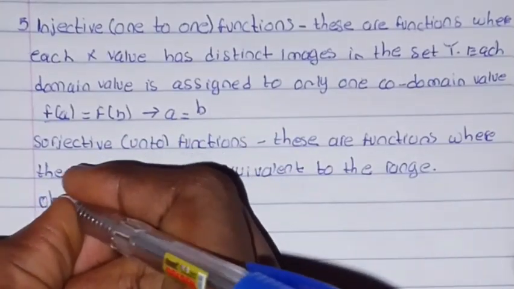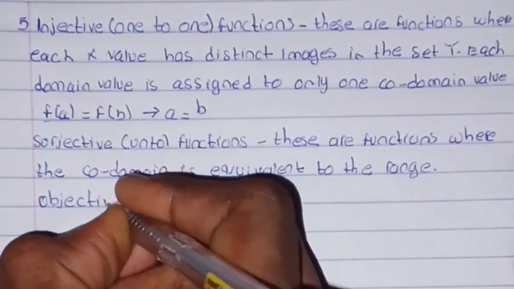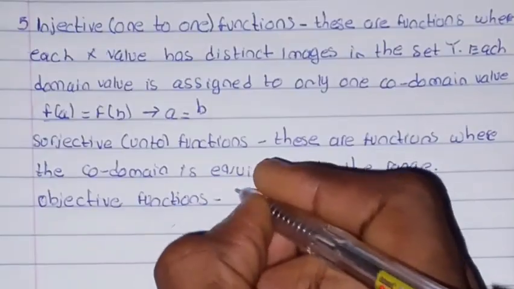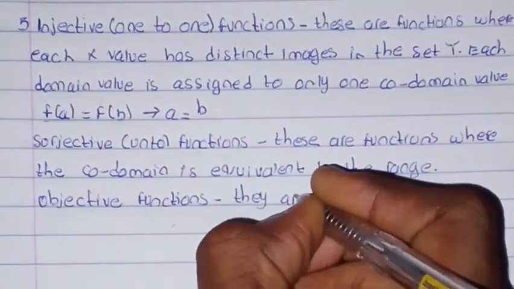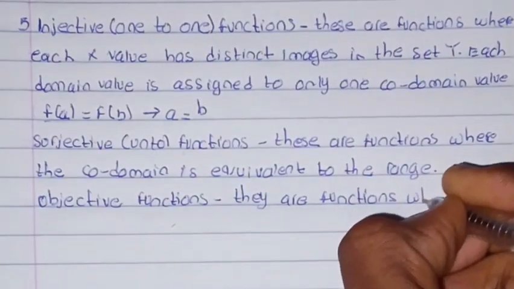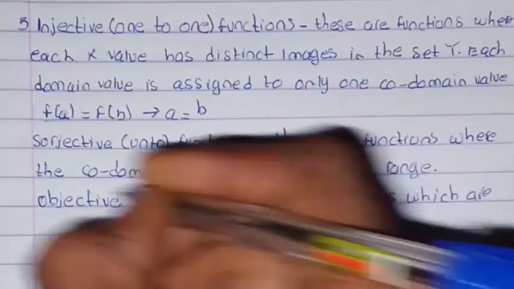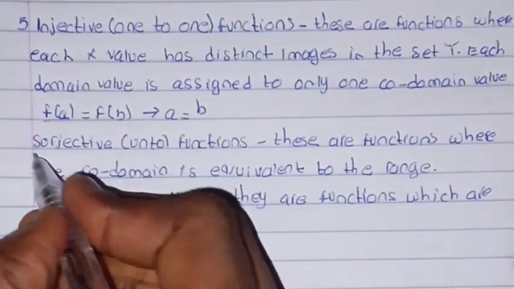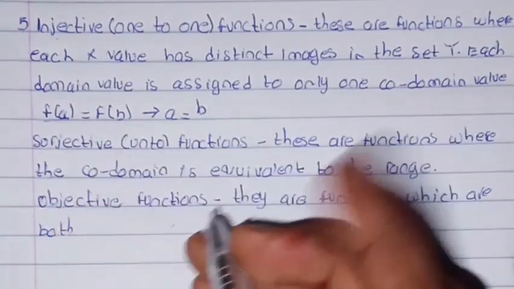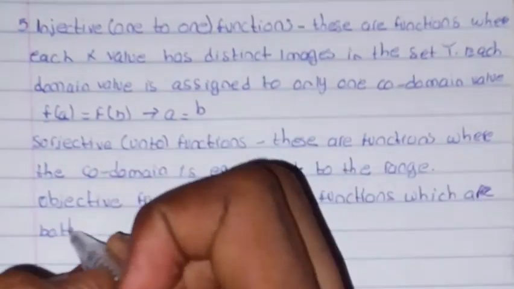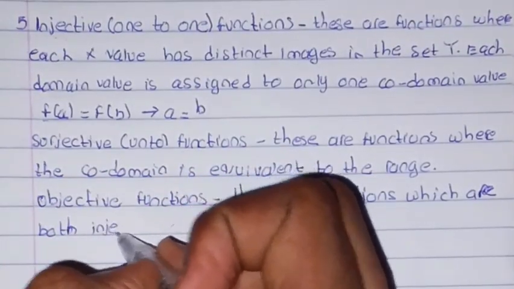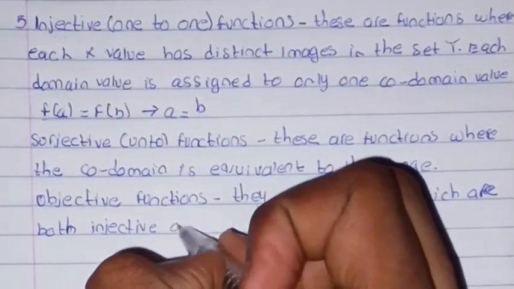Now the last are bijective functions. Bijective functions are simply functions which are both surjective and injective. So when you have these two properties simultaneously in one function, that function is said to be bijective. So they are both injective and surjective functions.